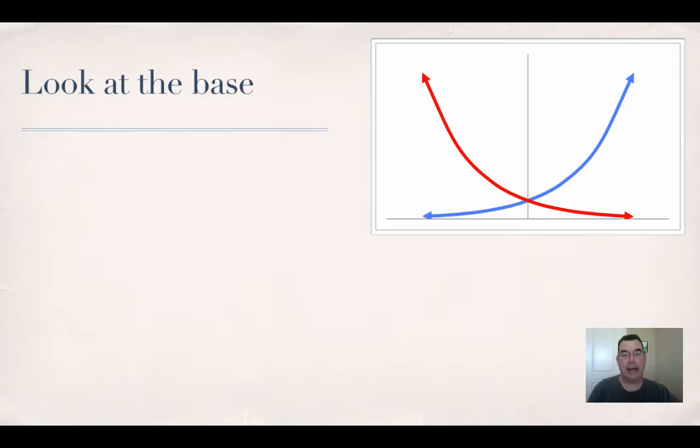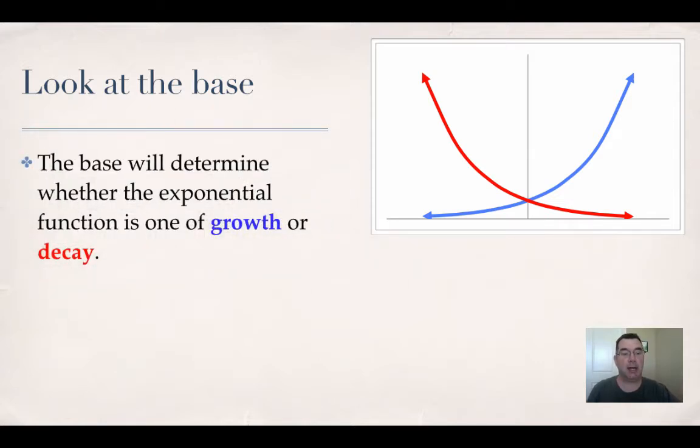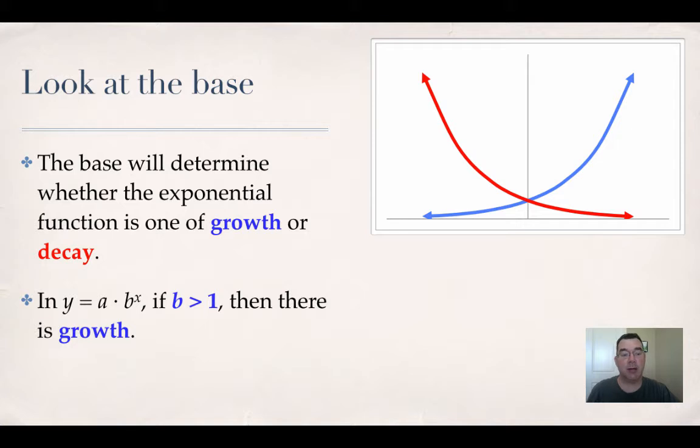We're going to look at the base. The base is going to determine whether we have exponential growth or exponential decay. That's how you can tell which one you have. So every exponential function can be written as some constant a times a base b to an exponent x. And remember, x is the variable, a and b will both be constants.